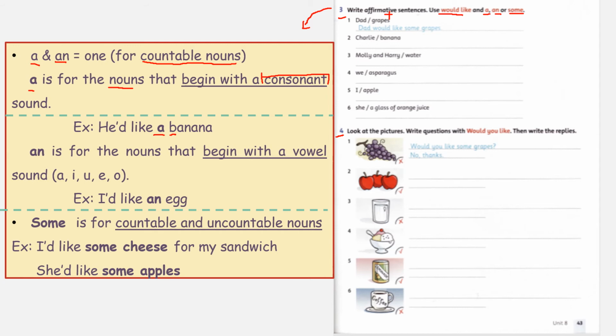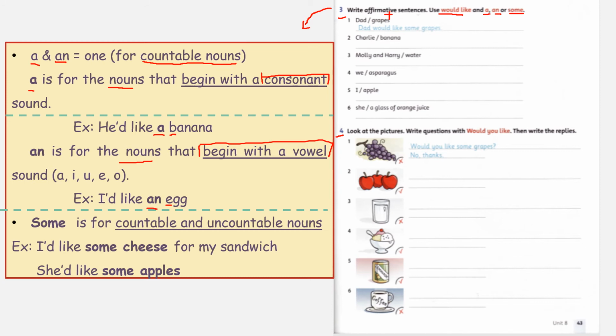While an is for the nouns that begin with a vowel sound. What are the vowel sounds? A, I, U, E, O. For example, I'd like an egg. Look, I use the article an instead of a because egg starts with a vowel sound. Okay? I'd like an egg, not I'd like a egg.